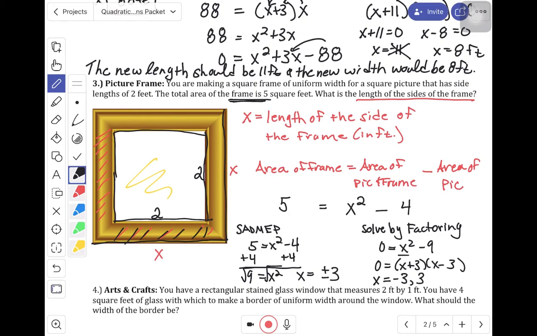So what's interesting here is that regardless of how I solved for x, I did get the same answer. Now, we would never have a picture frame that has negative sides, so we could rule out our negative response and just say the length of each side is 3 feet. The length of each side is 3 feet. That's your sentence there.